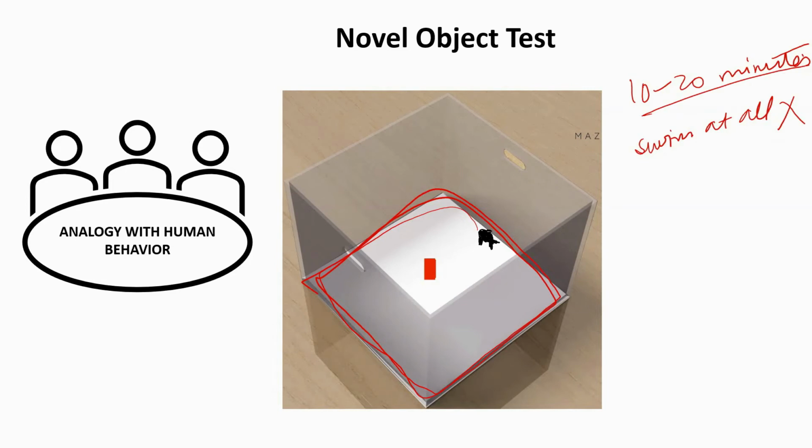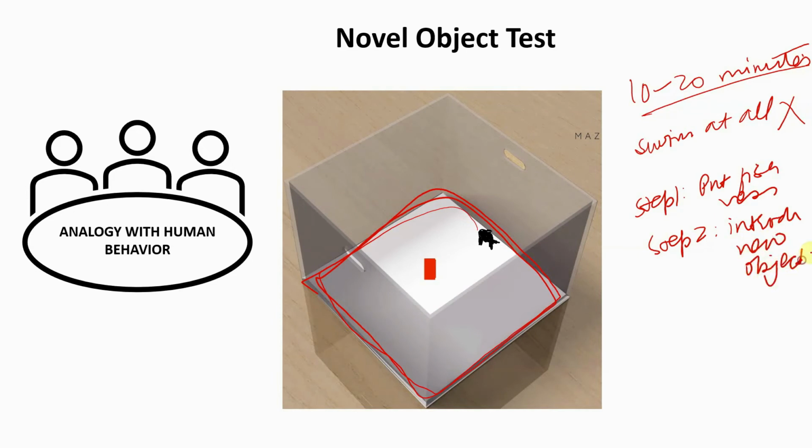So now the trick here is, step number 1 is you have to put your fish in the vessel, and step number 2 is introduce the new object. If you have already kept the object prior to the introduction of the fish in the test, then your fish will not be scared of that object because it was there when it came.